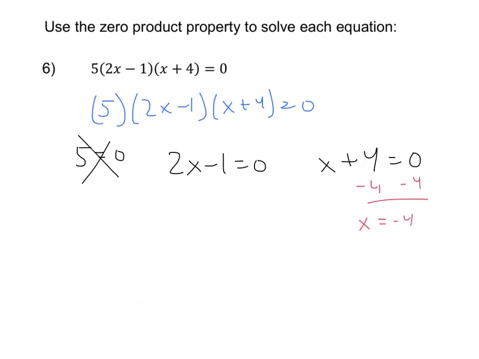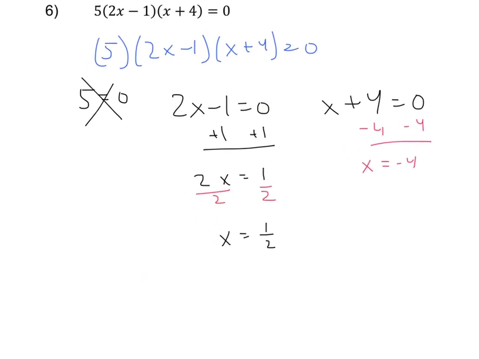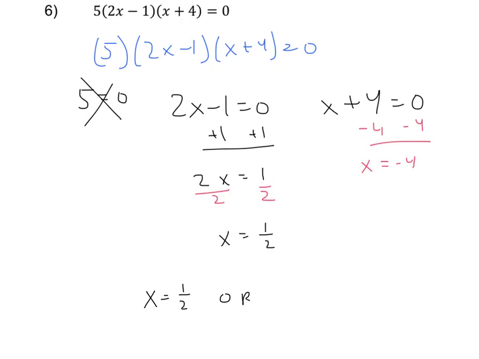All right, this one. When would this be true? Let's solve it. I'm going to add 1 to both sides. I get 2x equals 1. And then lastly, if I divide both sides by 2, I would get x is equal to 1/2. Right? So, when is our original statement true? Well, it's true when x is equal to 1/2, or if x is equal to negative 4.